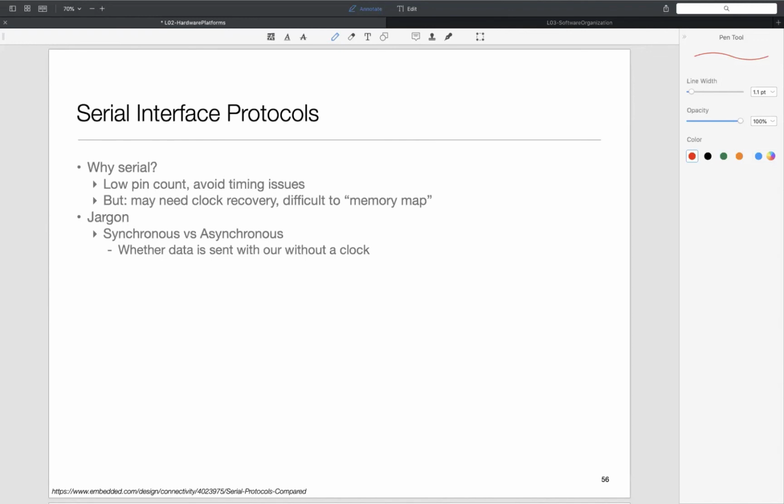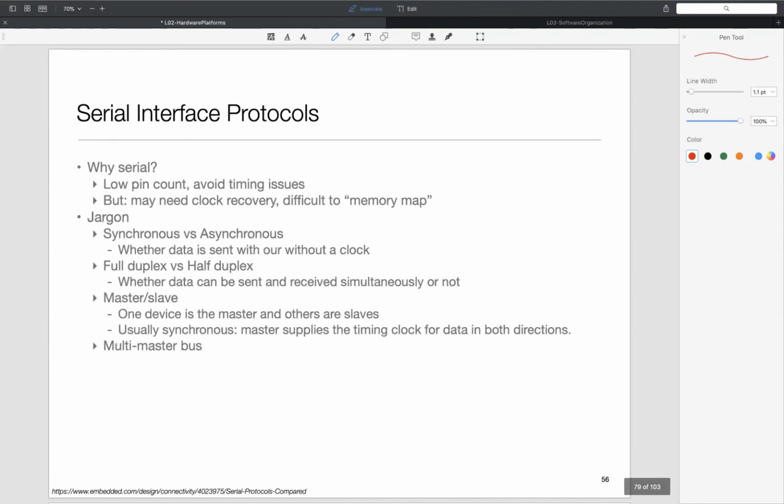One jargon that you would see is synchronous versus asynchronous, and that really means whether I'm only sending the data, or am I also sending a clock. Another jargon is whether your link is full duplex or half duplex, as in can I communicate on both sides simultaneously, or can only one party send to the other at a given time. Master-slave: who initiates the communication? One device is a master and others are slaves. Usually that's the case in most of these protocols, but sometimes you also have multi-master buses where multiple devices can initiate communication.